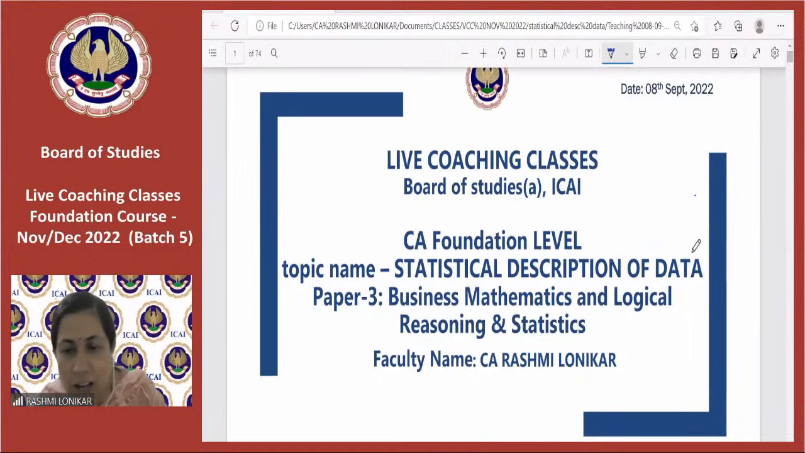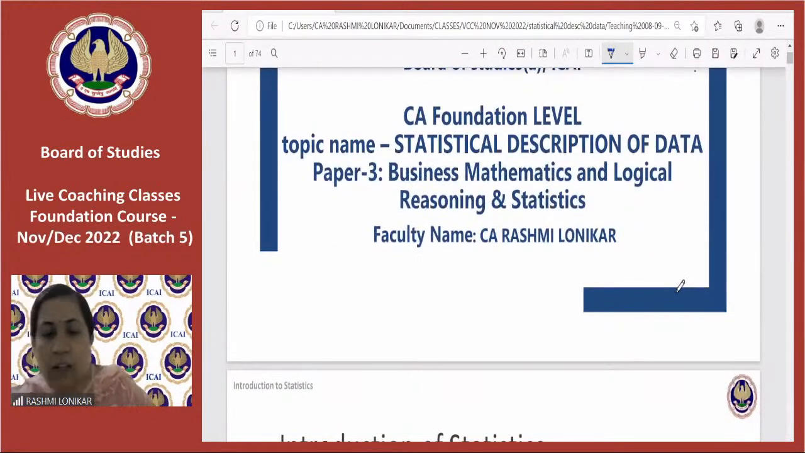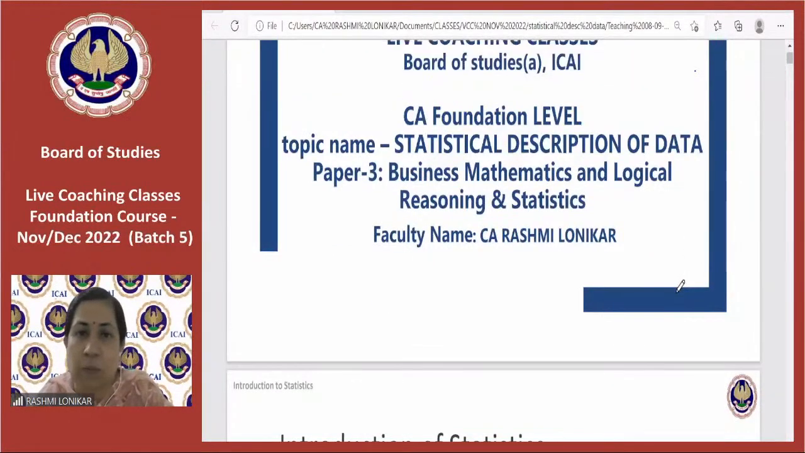Okay, so let us dive into the first chapter. The first chapter is talking about statistical description of data. For this, we would like to first understand what statistics is, how it is useful to us, and how we can use data that we are collecting, or rather, how to collect the data, then how to present the data, and then how to use the data. That is all covered under statistics.